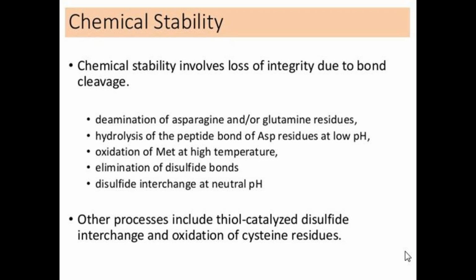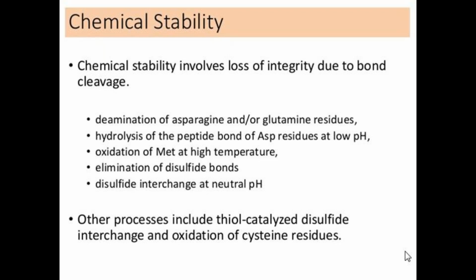Okay, and also here oxidation of methionine at high temperatures. The methionine can be oxidized at high temperature, and also disulfide bond changing. That means elimination or degradation of disulfide bonds occurs due to the chemical instability, and disulfide interchange occurs at neutral pH level.